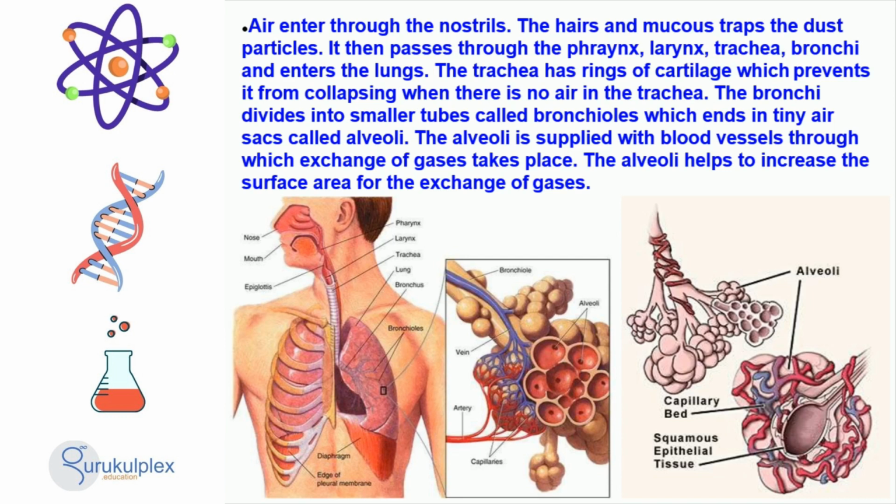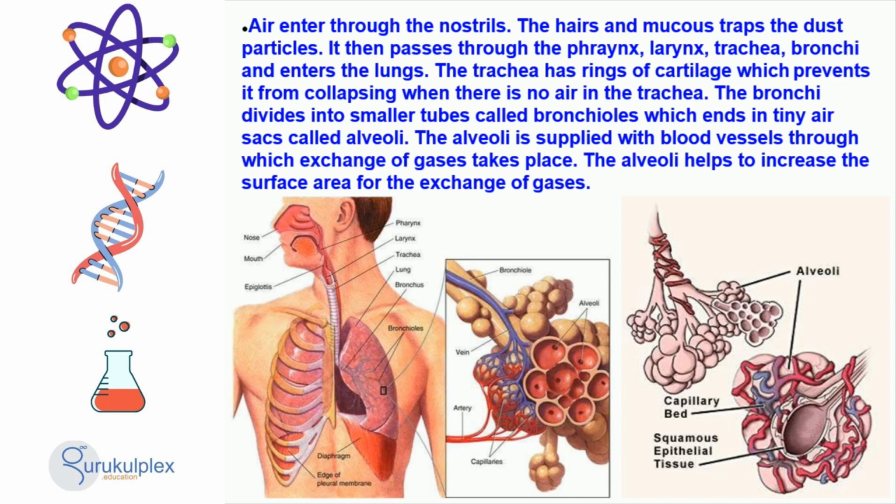The air then passes through the pharynx, larynx and trachea before branching off into the bronchi. These bronchi then end in alveoli, tiny air sacs equipped with blood vessels. It is at the alveoli that gas exchange takes place due to its extensive surface area.